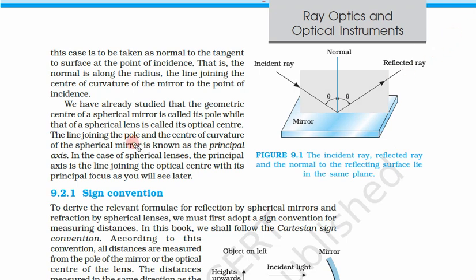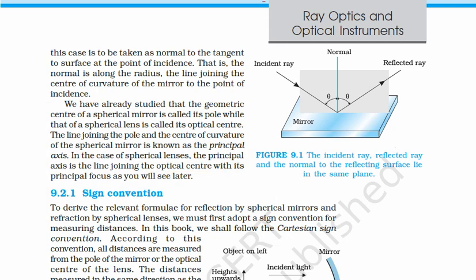In the case of spherical lenses, the principal axis is the line joining the optical center with its principal focus. So we will learn what the principal focus is. The line joining the principal focus and the optical center is called the principal axis for the lens.